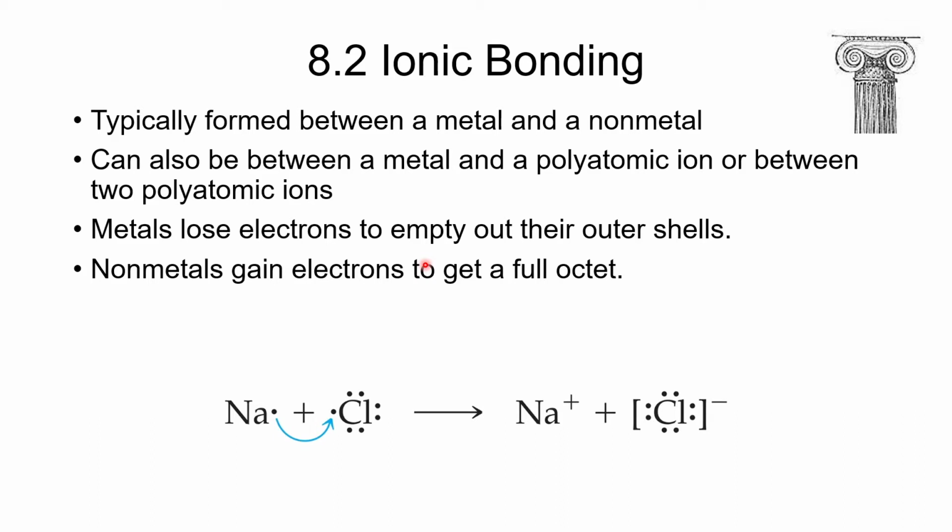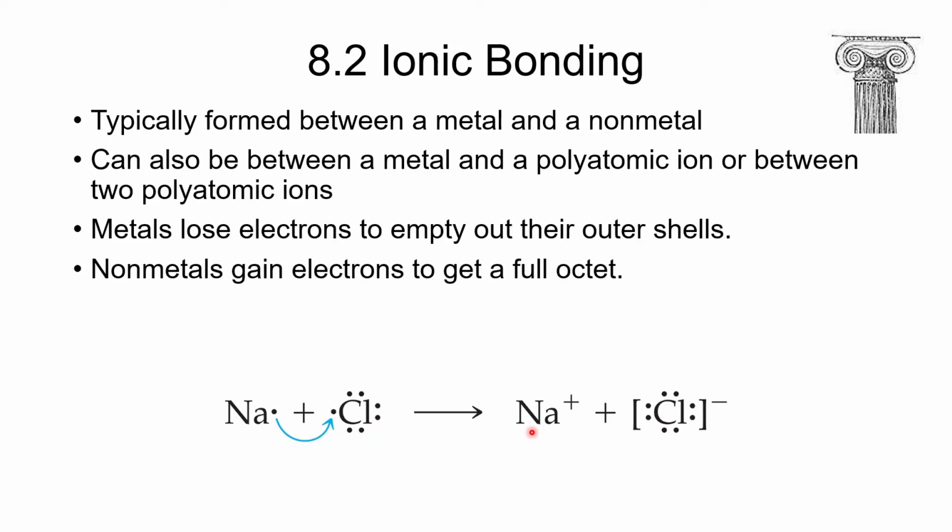An example of this is sodium plus chlorine atoms to give a sodium ion plus a chloride ion. The sodium has 1 electron in its outer shell. It loses that 1 electron, and chlorine has 7, and it gains that 1 electron. So we end up with an emptied out outer shell for sodium and a full outer shell for the chloride ion. The sodium actually has a full outer shell now, but it's no longer the level 3 shell, it's the level 2 shell.